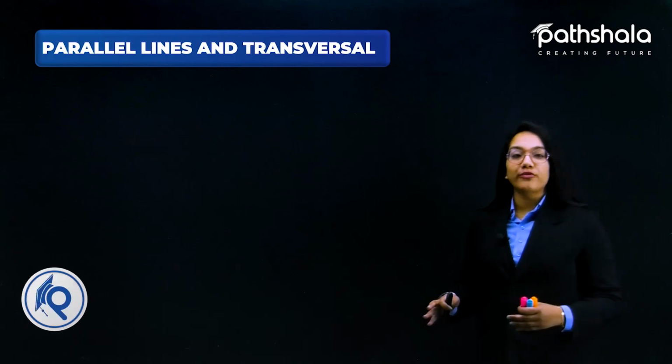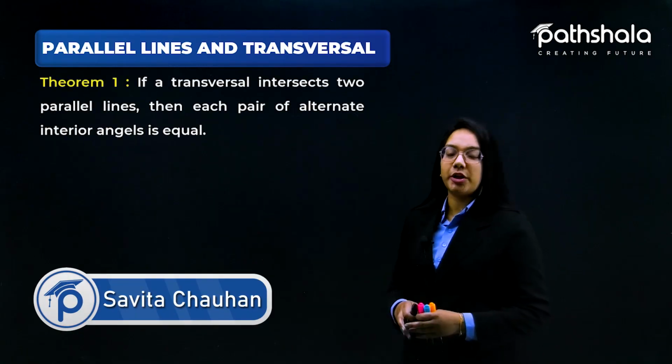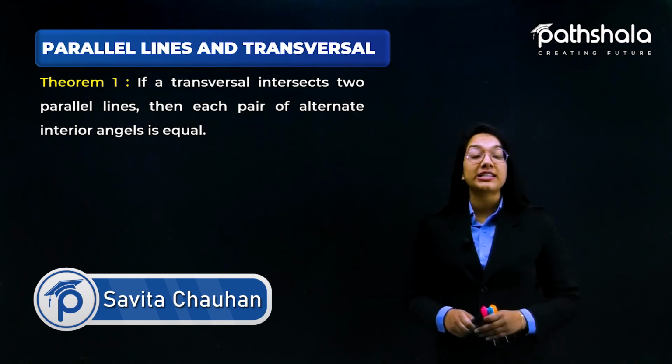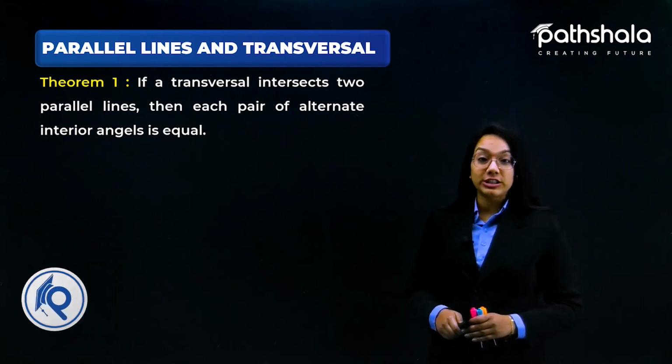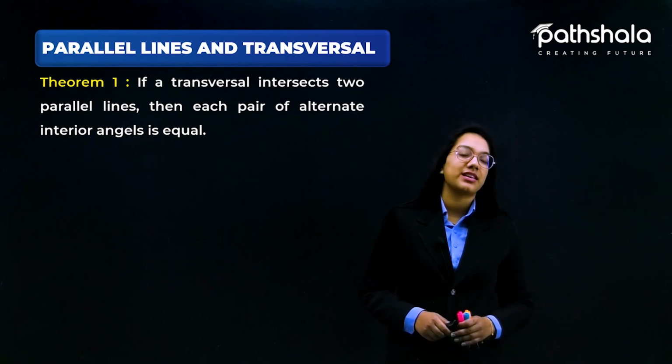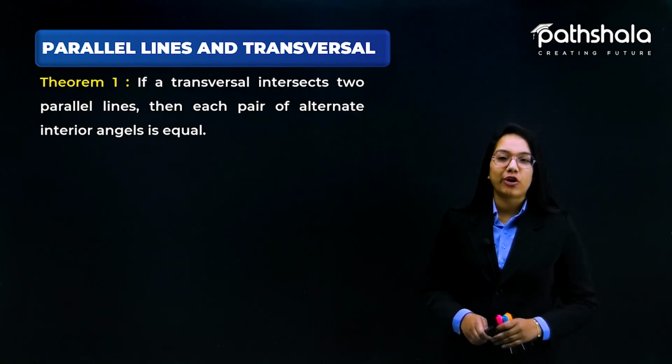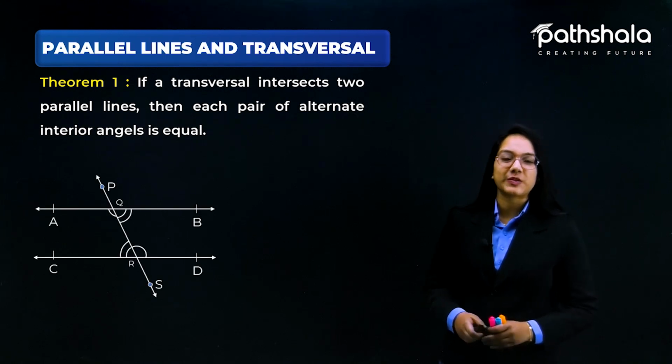Now let's move on towards theorem number 1, which says that if a transversal intersects two parallel lines, then each pair of alternate interior angles is equal. So let us suppose I'm taking a figure for this particular theorem. So this is my figure.